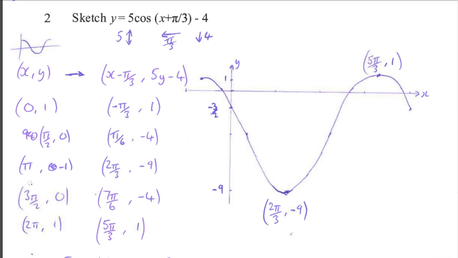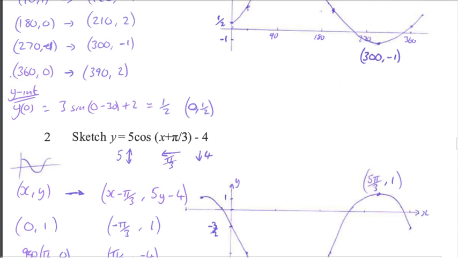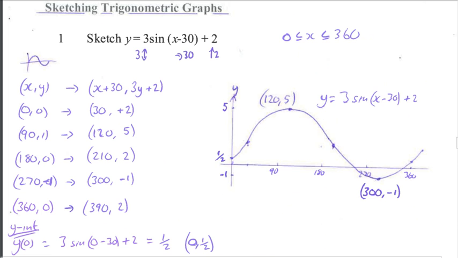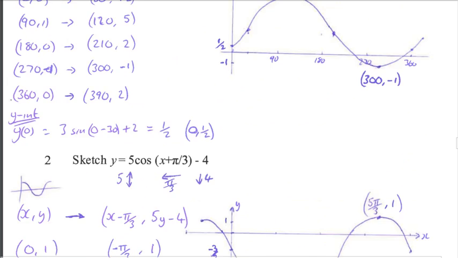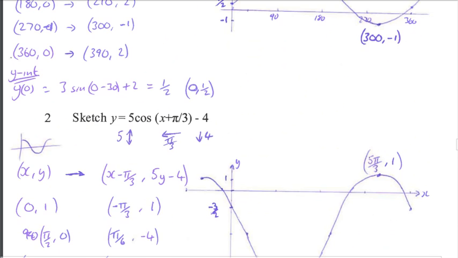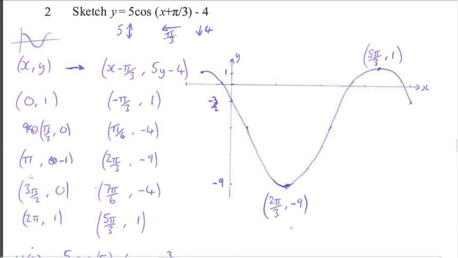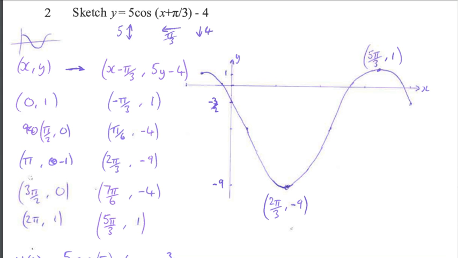Hello and welcome back to Higher Maths Functions and Graphs, Sketching Trig Graphs. We're going to have a look at a radian question now. We've already looked at doing a degree question. So example 2 here is essentially the same skill as example 1, except we're working in radians. Sketch y equals 5 cos(x plus pi by 3) minus 4.